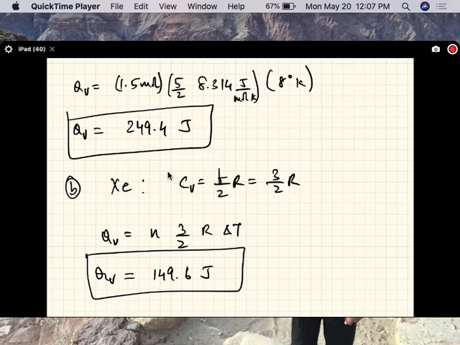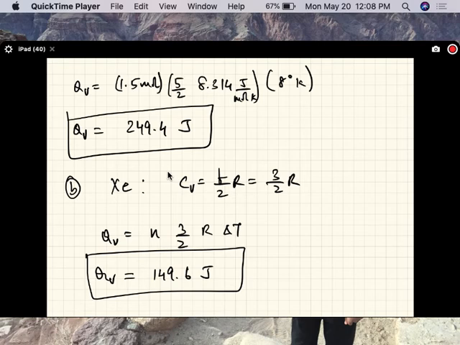All right, so what we learned is the following. To warm up a gas that had 5 degrees of freedom by 8 degrees Celsius took us 250 joules. To warm up another ideal gas that had only 3 degrees of freedom by the same temperature, you needed only 150 joules of heat.